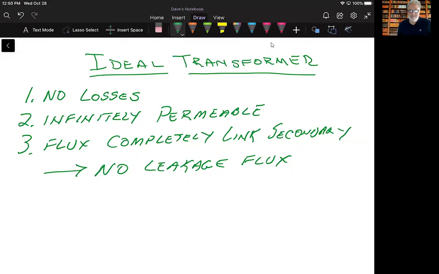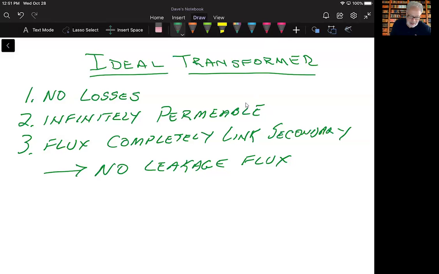And then the other thing that we're going to assume is that the flux produced, say by the primary, is completely linked by the secondary. In other words, there is no leakage flux that we have to account for. And that will serve as our model for the ideal transformer.